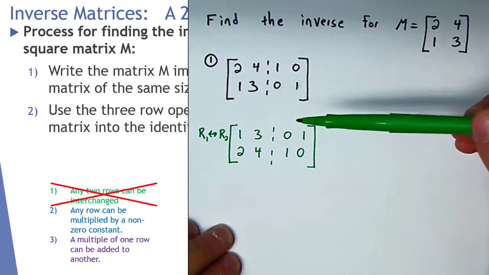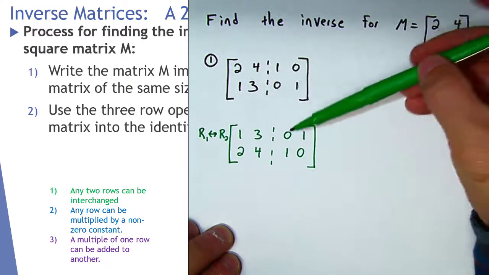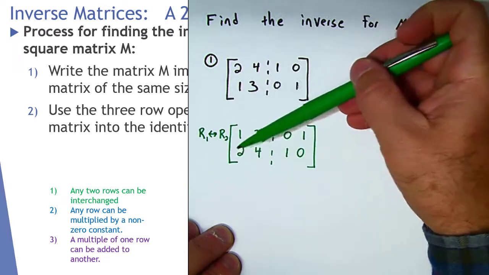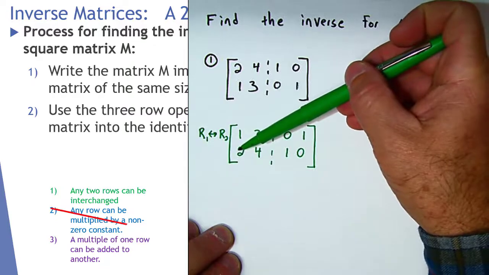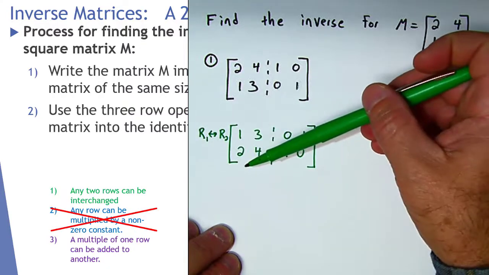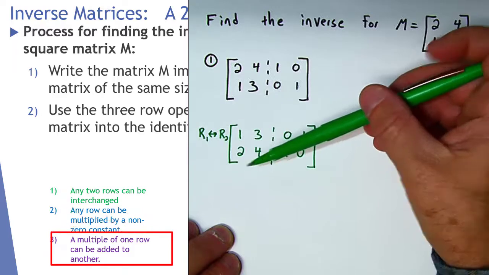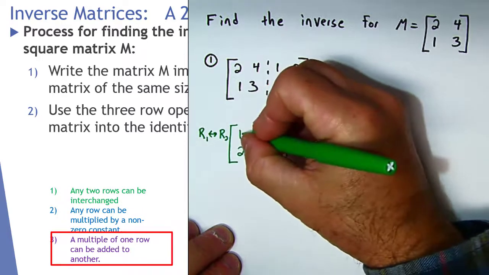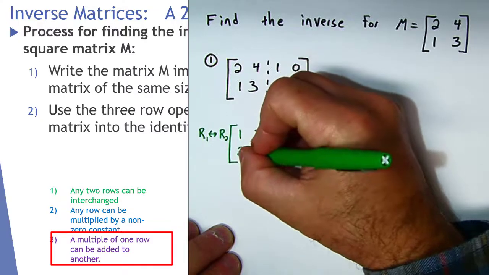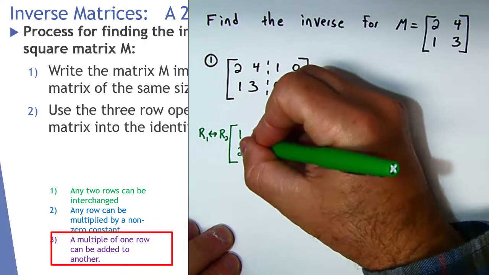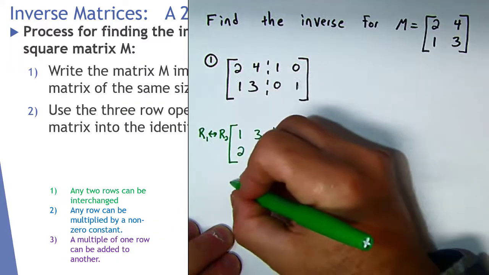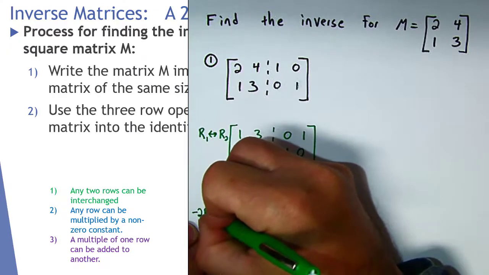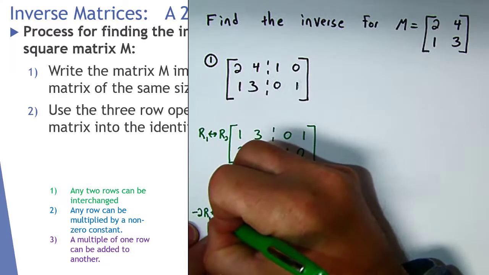Option 2, multiply any row by a non-zero constant. There's nothing I can multiply this row by that will make that a 0 except 0, but that's not allowed. So I have to rely on my third operation here. I can add a multiple of one row to another. So I can add -2 times row 1 to row 2. -2 times 1 is -2. That'll put a 0 in the bottom left. And so my notation there is going to be -2 times row 1, and I'm going to add that to the numbers in row 2.